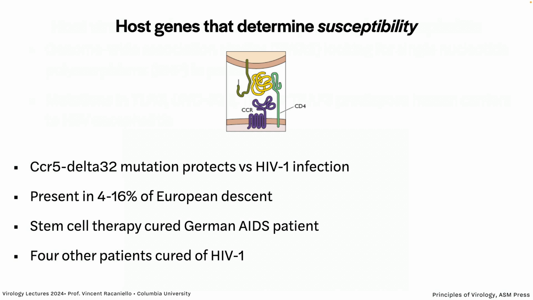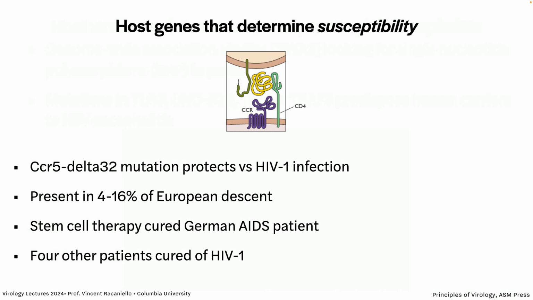Sometimes you can find genes that affect susceptibility, which means the presence or absence of a receptor. The best example is the CCR5 gene, which encodes one of the HIV receptors, right? There's CD4 and a chemokine, either CCR5 or CXCR4. About 4 to 16% of people of European descent have a deletion in the CCR5 gene and they don't make the protein. It's called CCR5 delta 32. This will protect you against HIV infection. So if you have this mutation, you're highly unlikely to get infected with HIV-1.